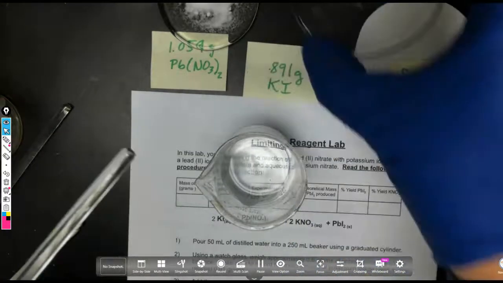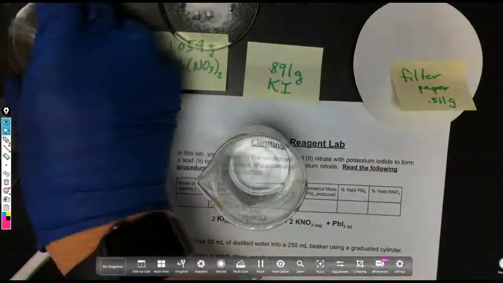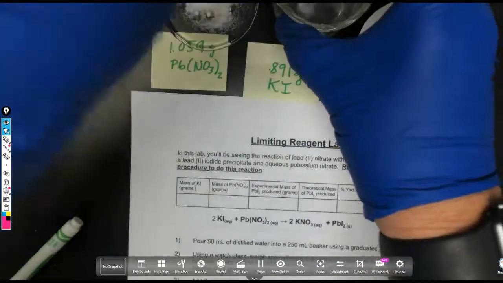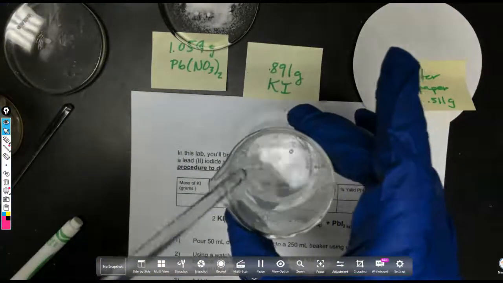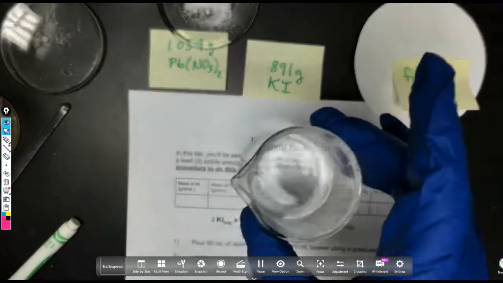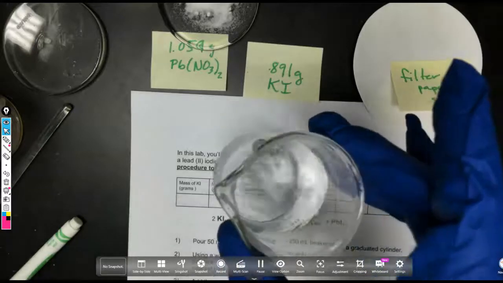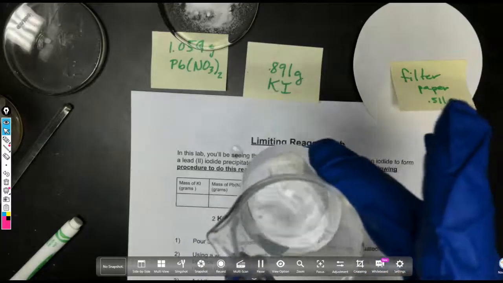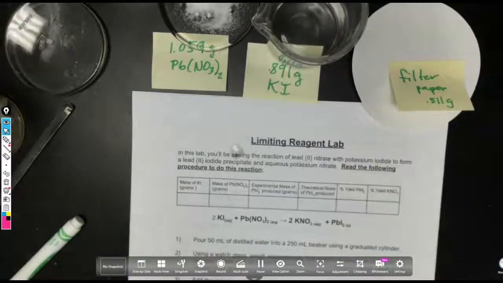So my watch glass is empty. That's a weighing watch glass, and I'm going to go ahead and stir this up all the way, and you can see that in fact I have made a solution. Remember, solutions can be identified by dissolving a solid into some water, and I make a transparent solution with that solid all dissolved. So that is my KI solution.